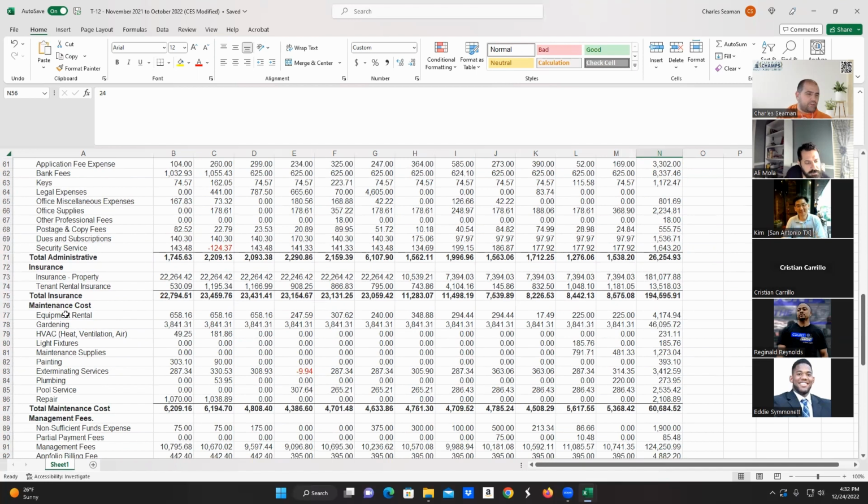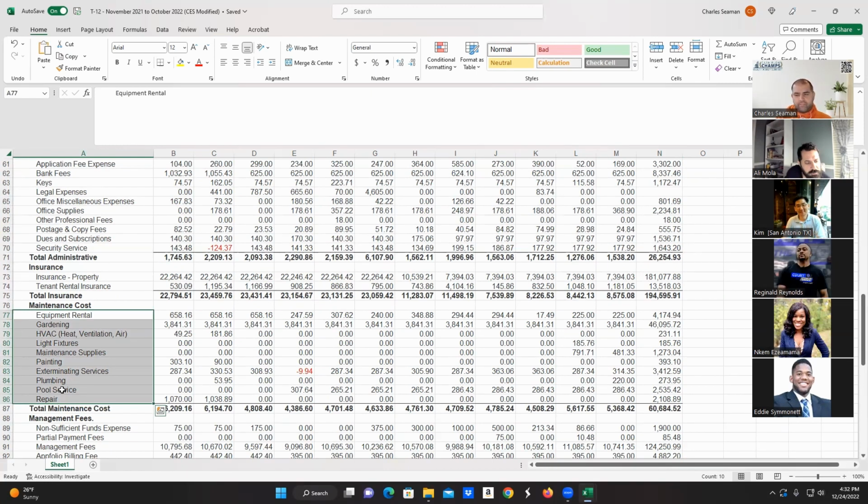Okay, so now we look at our next section here, they're classifying as maintenance. Is there anything here that we should break out? Maybe gardening. Yeah, and what else? There's actually two other items in this section I'd break out also. Exterminating services. Bingo, and one more, go for it, Eddie. Equipment rental, I would have said HVAC. Pool service. So the pool service will be the third one.